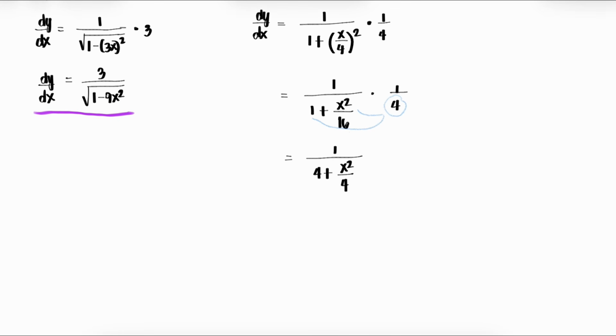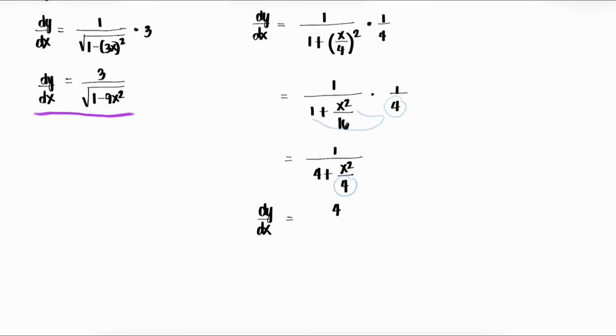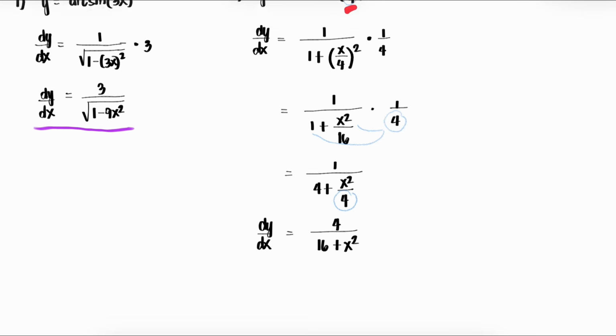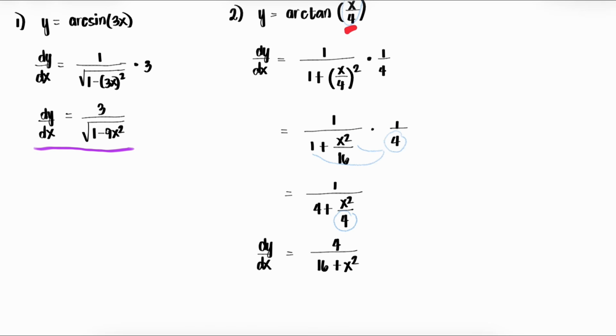Simplifying it further, we want to eliminate the fraction. So we are going to be multiplying both numerator and the denominator by 4. So dy dx is equal to 4 divided by 16 plus x squared. And that is the derivative of y equals arctangent of x over 4.